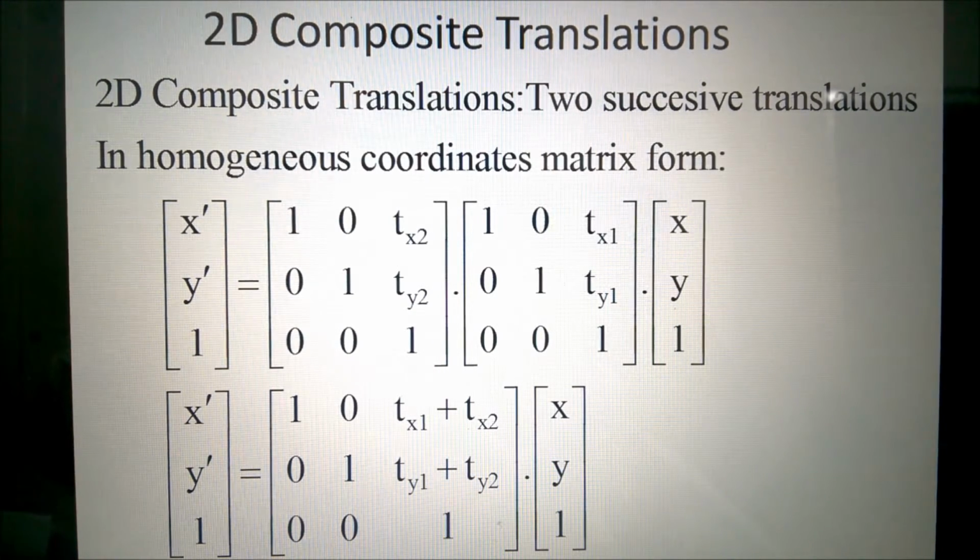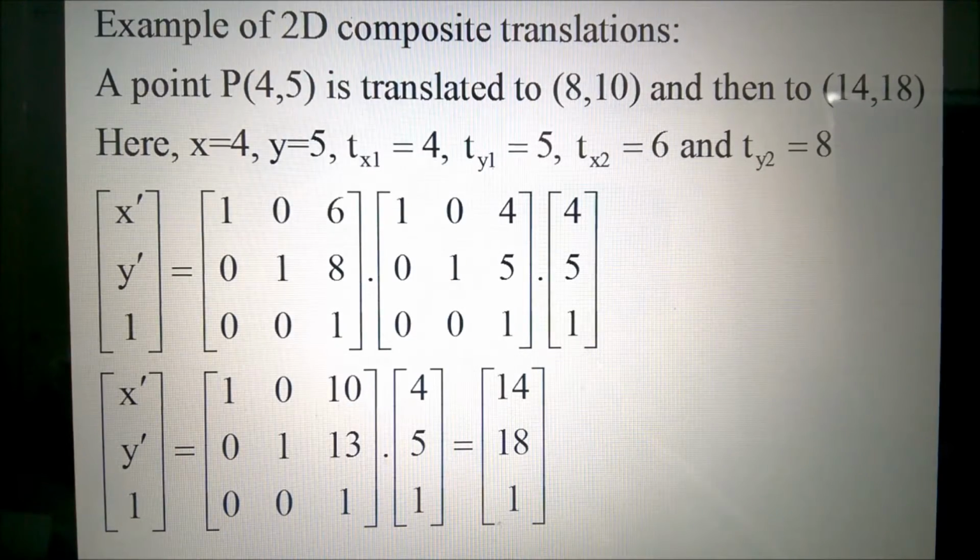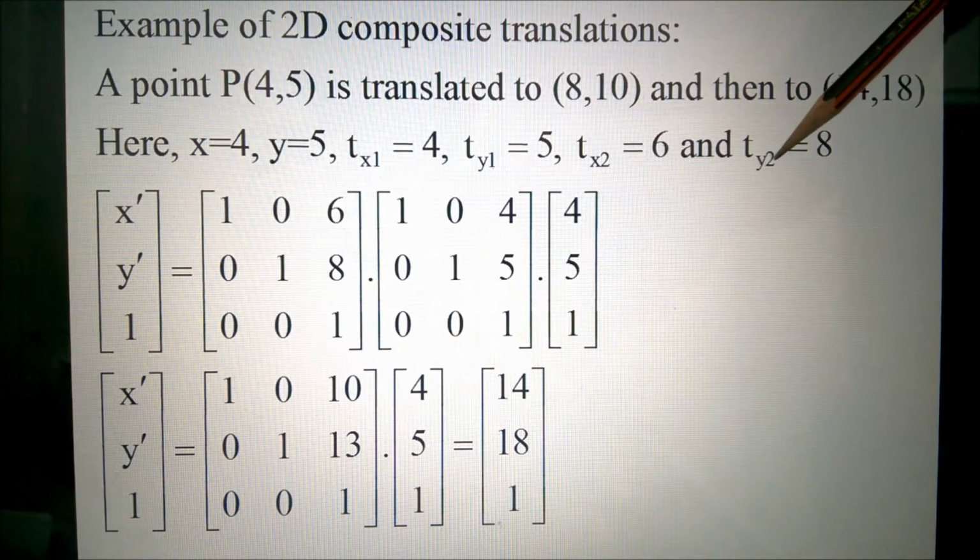Then I'll take up an example here. Here you can see a 2D composite translation. The original point was (4, 5), it moved to (8, 10), and then again it moved to (14, 18). Therefore, in the first case, 8 minus 4, tx1 is equal to 4, and 10 minus 5, ty1 is equal to 5. In the second case, 14 minus 8 is equal to 6, tx2 is 6, and 18 minus 10 is equal to 8, ty2 is 8.